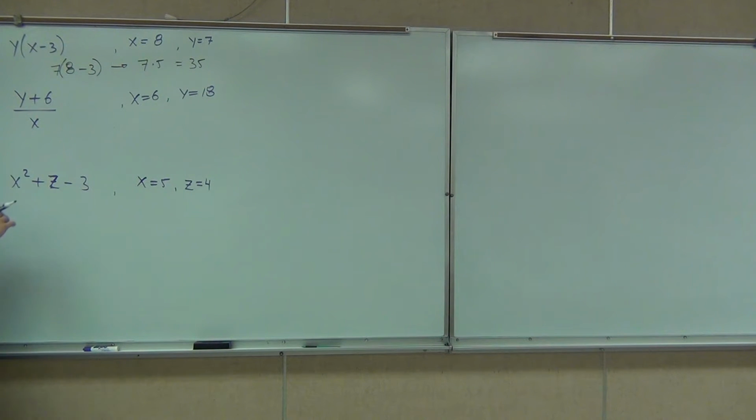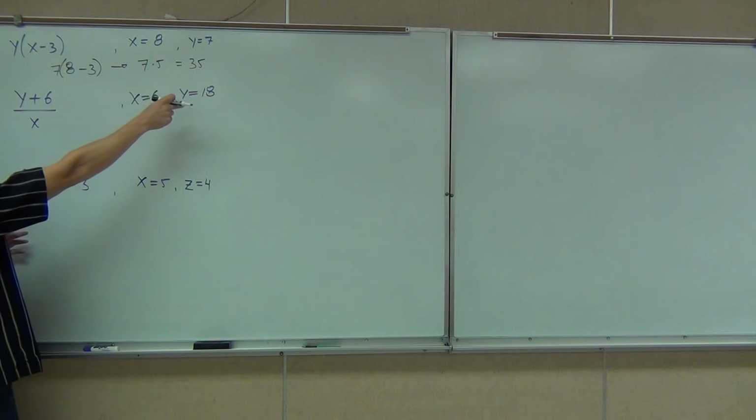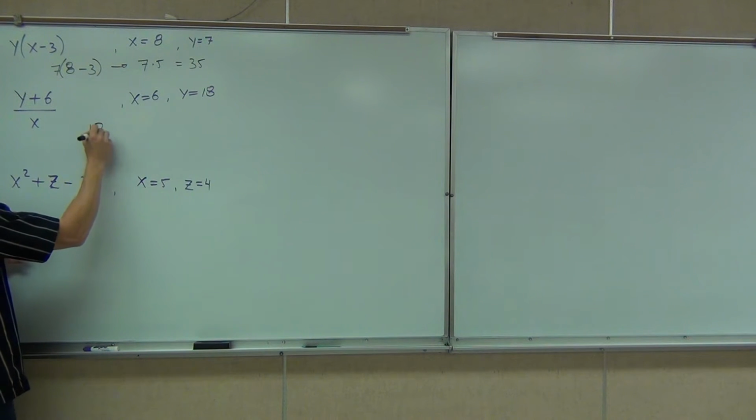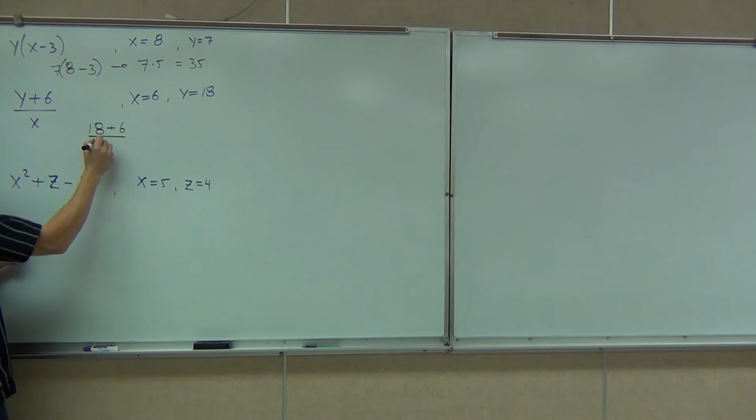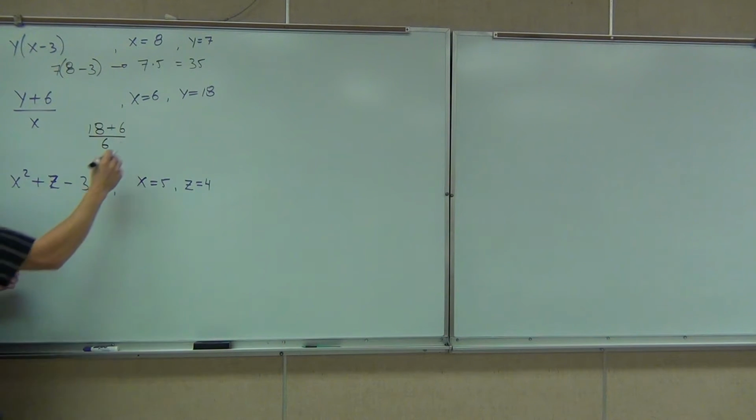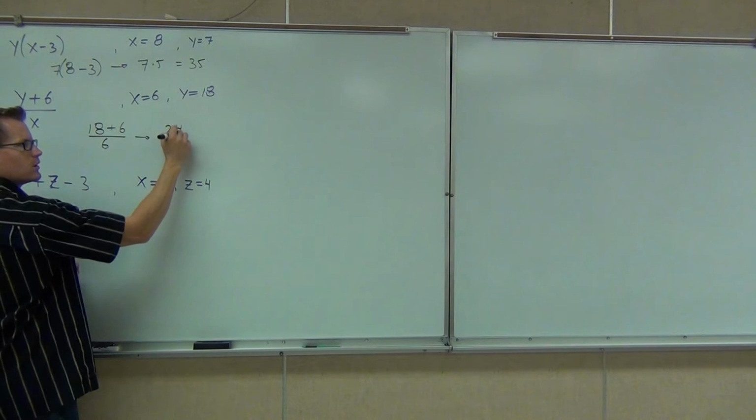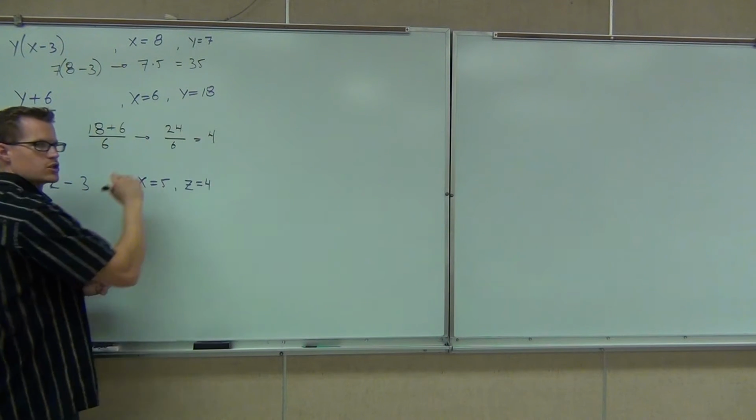Next one, very similar idea. Y this time comes second here, so we're going to have 18 plus 6. We'll have this over 6. If we add those together, we'll get 24 over 6, and our answer is 4. Did you get 4? Yes.